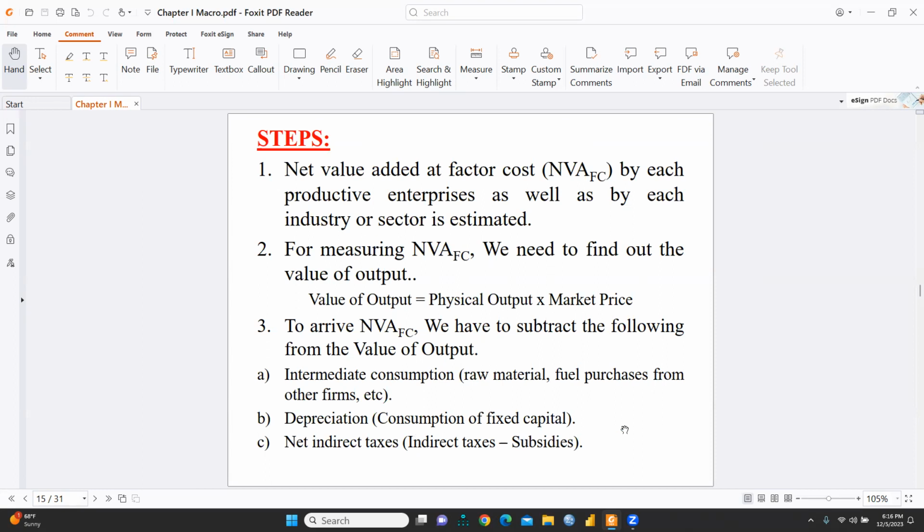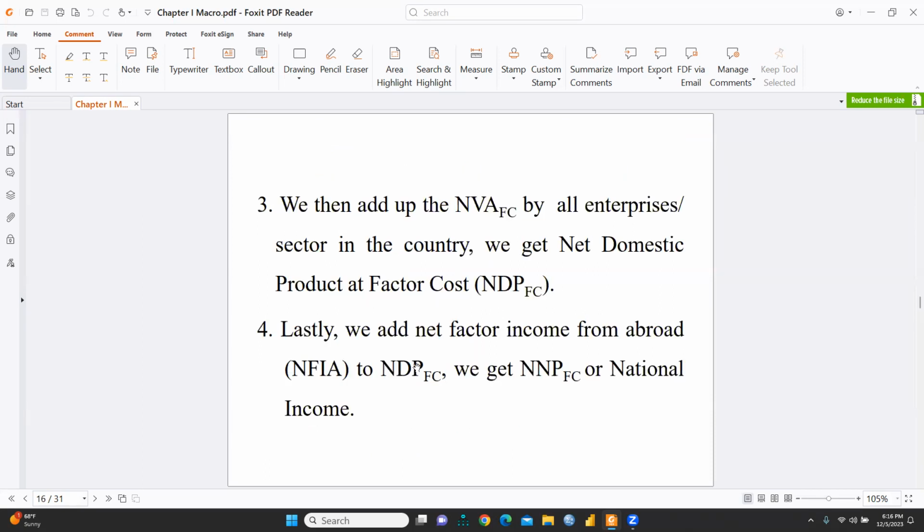Depreciation, consumption of fixed capital, because all the machineries when we are using, yearly we are going to calculate depreciation also. So consumption of fixed capital. Net indirect taxes, I had already explained to you, net indirect taxes means indirect taxes minus subsidies.